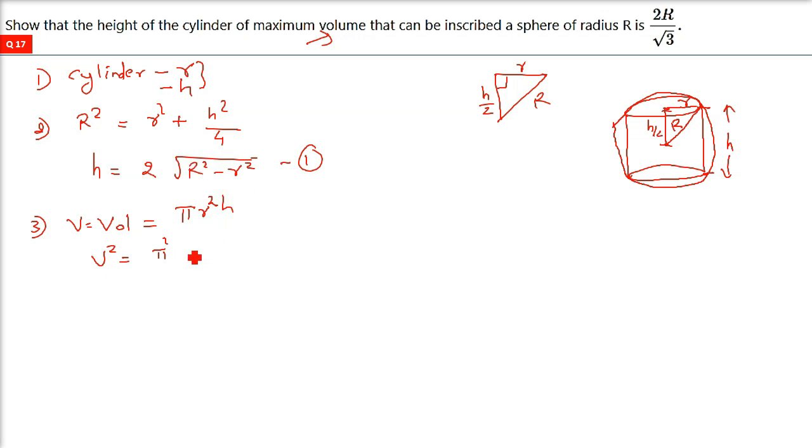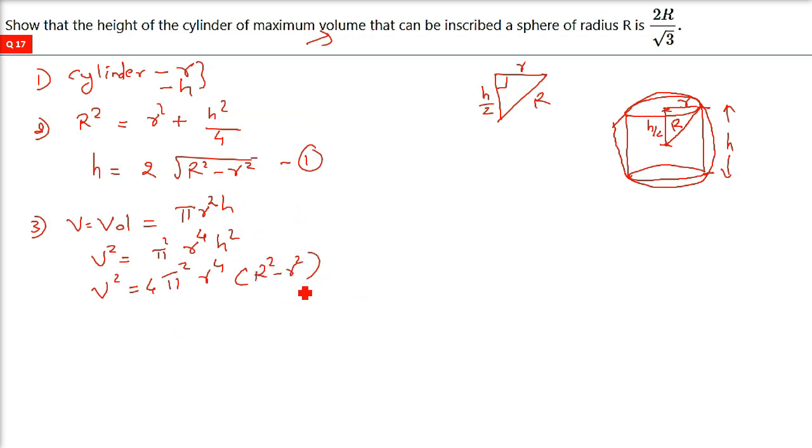Now why have we done this? Why are we squaring it? Because this doesn't affect our final solution. Whatever the value on both sides is, if you square them, things remain the same, and that helps in the next step we are performing here. So this volume I have squared and I'm calling this V square. So V square is pi square r raised to 4 h square, and in place of h square you can replace it by 4 times capital R square minus r square. I've got it from equation number 1.